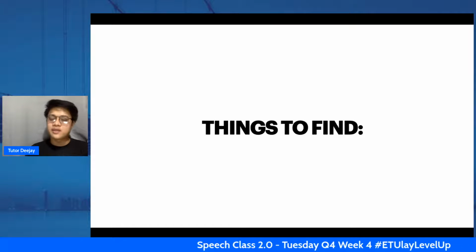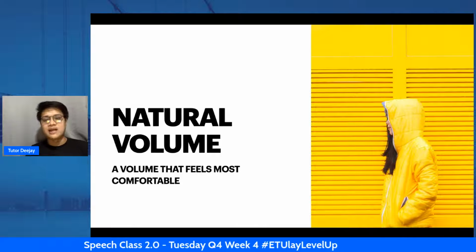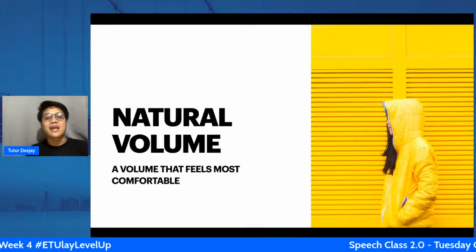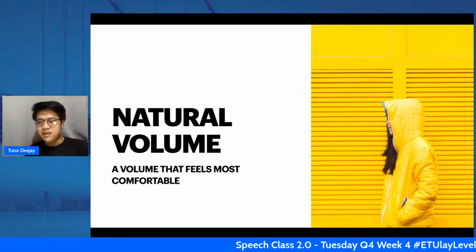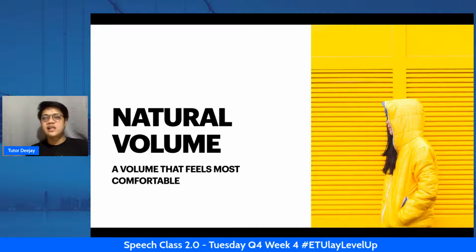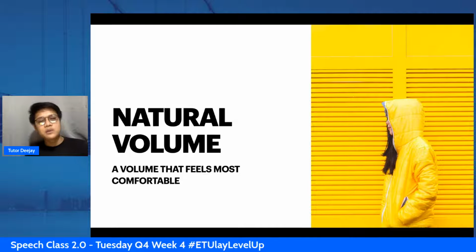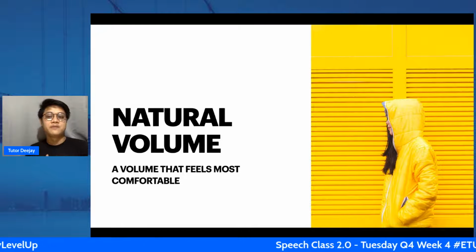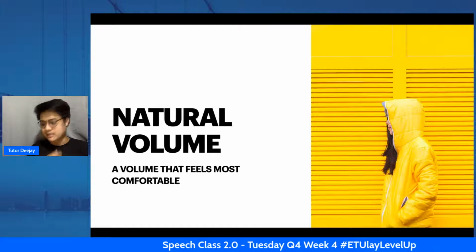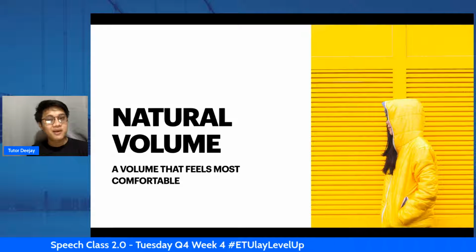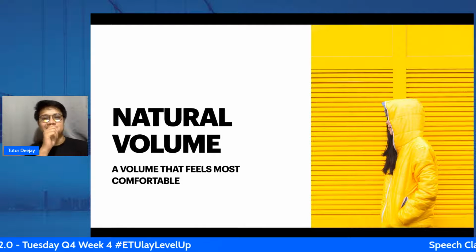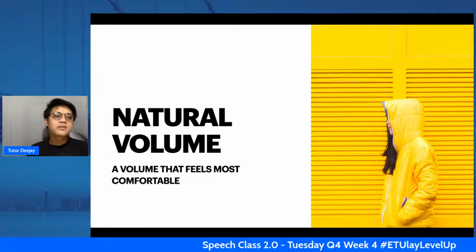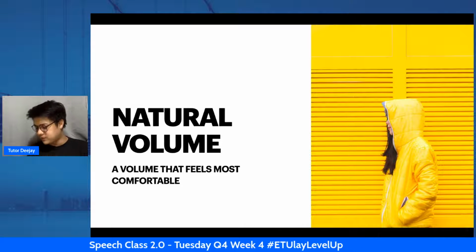Now, here are some things to find so that we can achieve good voice projection. Of course, number one, you need to find your natural volume. We are always told to make our voice louder. But there is what we call a natural volume, a volume of your voice that feels most comfortable. You aren't struggling, you aren't hurting when you speak, when you say something. So your natural volume is the one where you can say, okay, this is my max. This is the voice that I can give out.